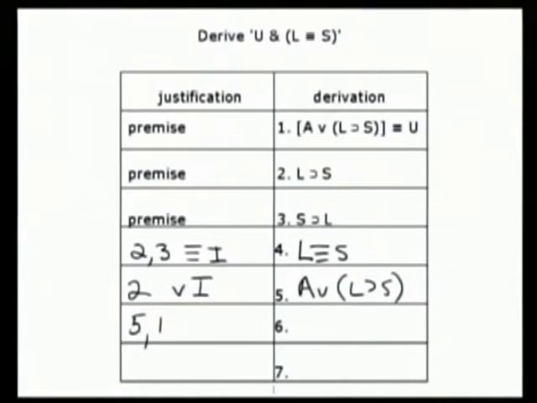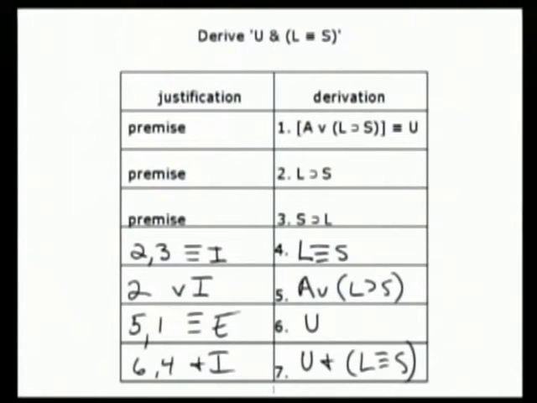To get U. You get U. Right? And now what? The thing we were aiming at doing, Chris? A introduction. Yeah, right. So it's lines 6 and 4, ampersand introduction, and then so we finally get U ampersand L equivalent to S. Are there any questions about that?